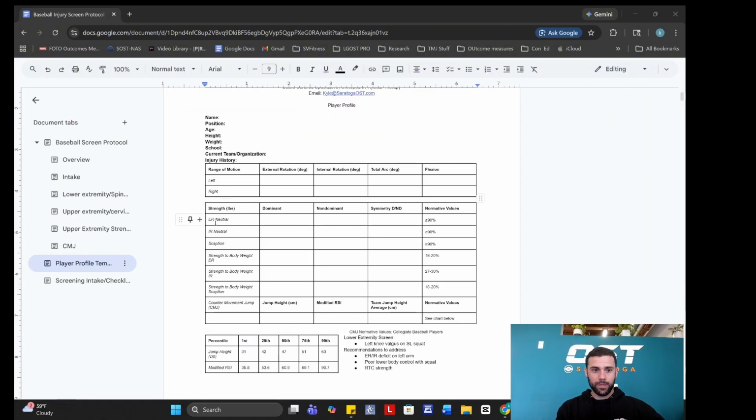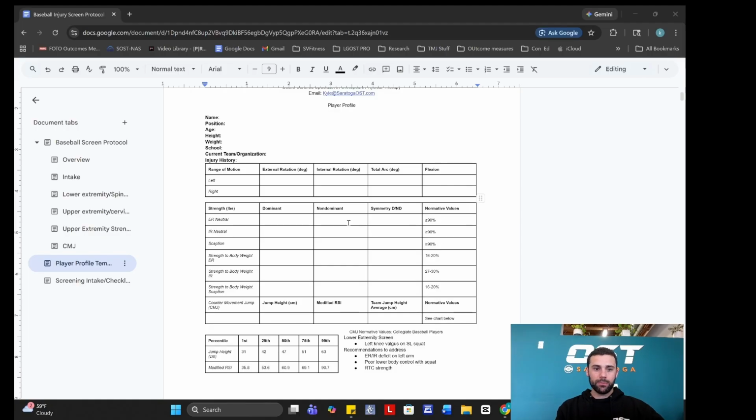Now moving down to the strength measurements. As you can see here, we did 3 different strength tests. We did external rotation of the shoulder, internal rotation of the shoulder, and scaption of the shoulder. All 3 are parts of the rotator cuff or movements that the rotator cuff performs. And then you'll see we have the dominant limb versus the non-dominant limb. And for these 3, we'll have a symmetry between the two sides. The normative value for this is going to be greater than 90% symmetry.